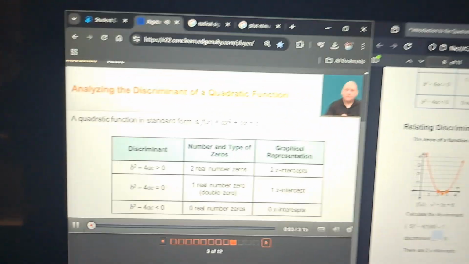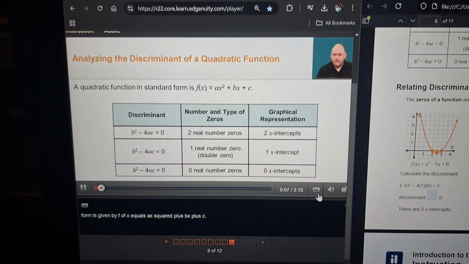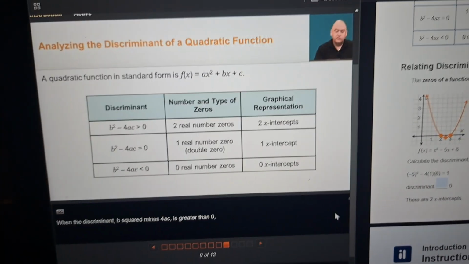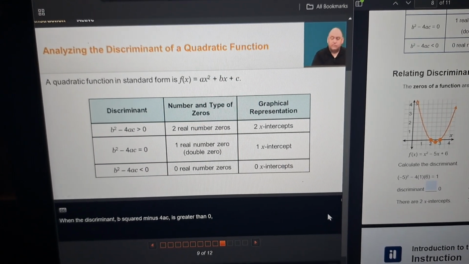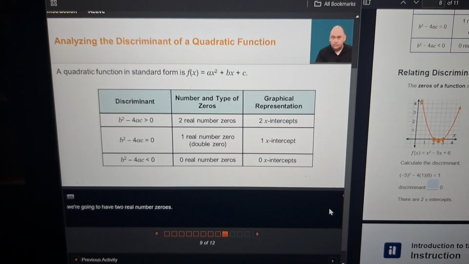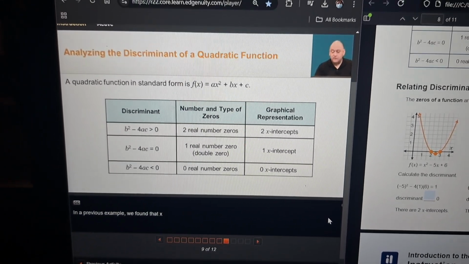A quadratic function in standard form is f of x equals ax squared plus bx plus c. When the discriminant b squared minus 4ac is greater than 0, we're going to have two real number zeros. On a graph, this would appear as two x-intercepts.